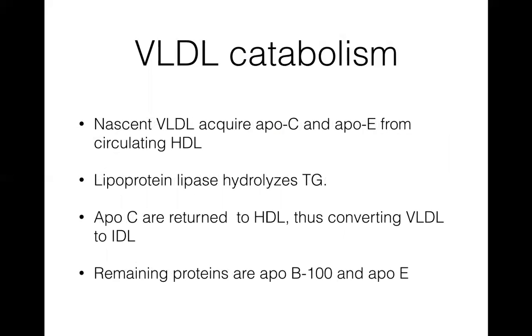So the nascent VLDL in circulation acquires ApoC and ApoE from circulating HDL. Now, lipoprotein lipase hydrolyzes the triglyceride. ApoC is eventually returned to HDL, converting now VLDL to IDL, or the VLDL remnant. Now, the remaining proteins are ApoB100 as well as ApoE.